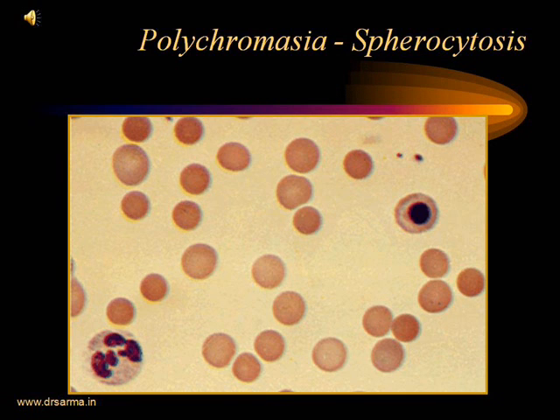This is a blood picture of polychromasia. Polychromasia is seen in spherocytosis. In hereditary spherocytosis, in elliptocytosis, polychromasia is seen. What is polychromasia? Polychromasia denotes that the RBC are all not of the same color. Some of them are hypochromic, some of them are normochromic, some are hyperchromic. This is due to the varying concentrations of hemoglobin in the red cells. Polychromasia is associated with spherocytosis.